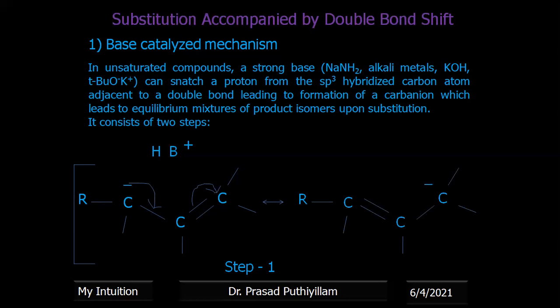The negative charge is formed there. Now these two are the intermediate states which are resonance stabilizing each other by the movement of electrons. Now the BH plus, or B plus H, moves towards the negative charge, which takes place in step 2. This is step 2. From here onwards, it is step 2.